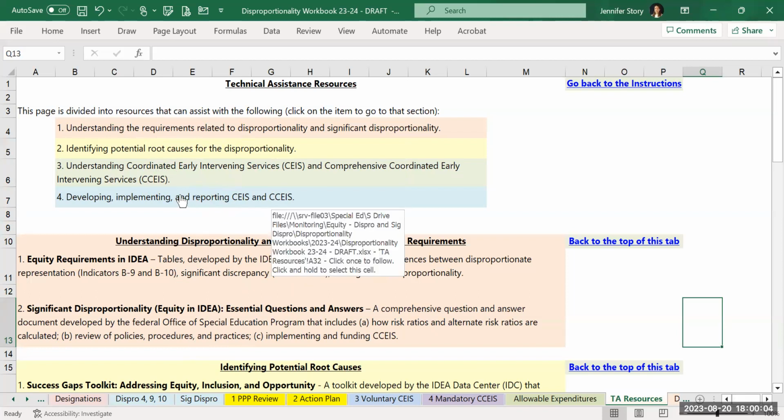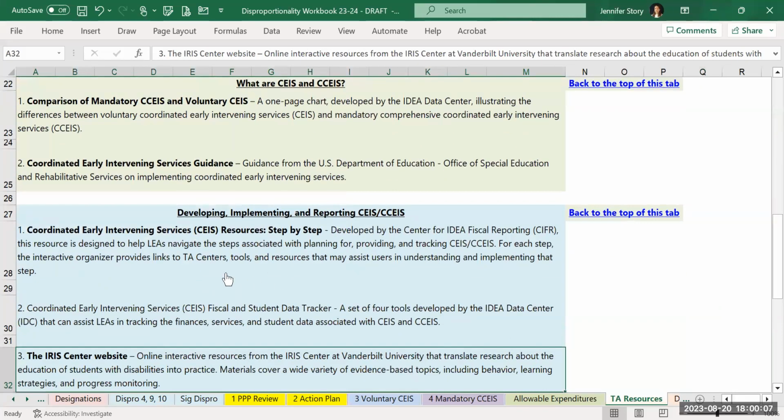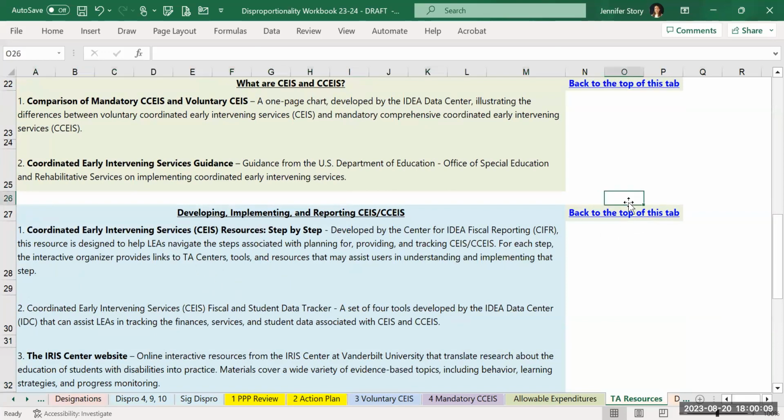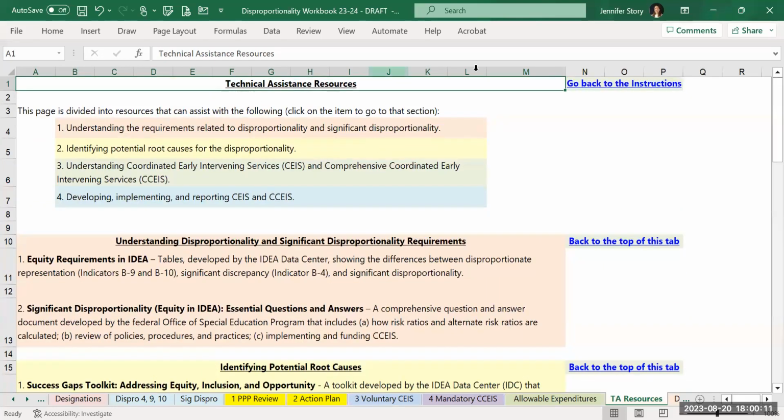So similar to other things, you can click on it and it will take you right to that section of the resources. And then you can go back to the top by clicking on back to the top of this tab.